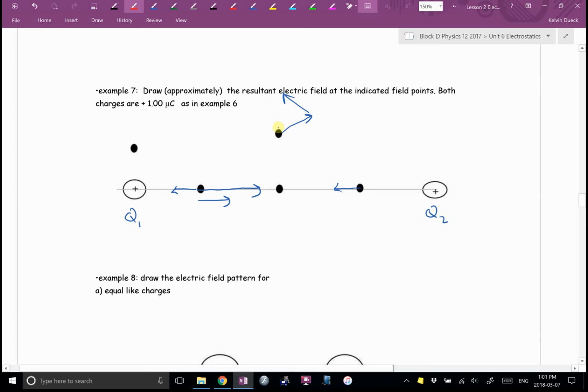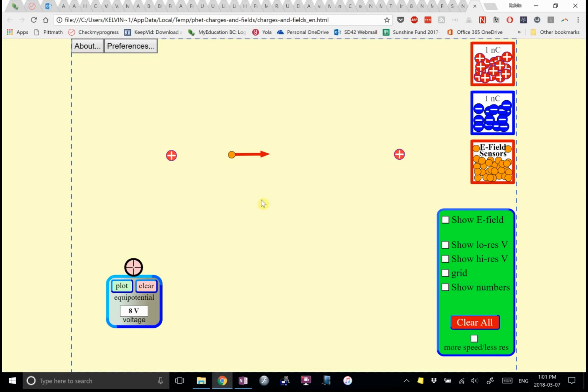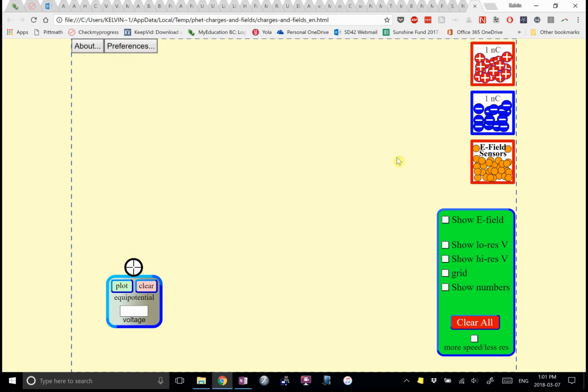Lena, I think I'm getting a resultant pointing straight up, because I'm going to assume they're both the same size. Let's double check that. So you're telling me if I go in the center, this sim is acting up. Let's reload it. Is it going to work now, Mr. Duick? There we go.